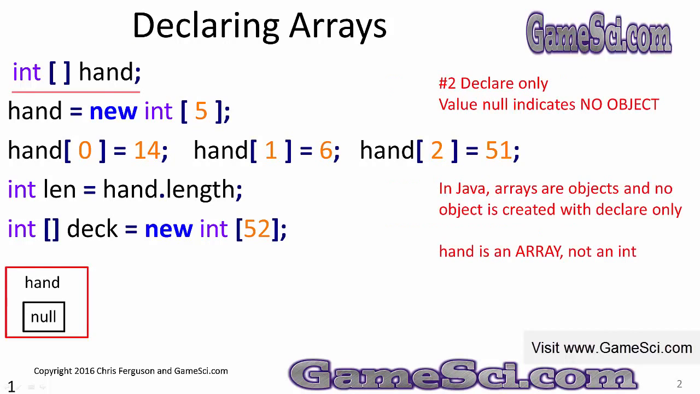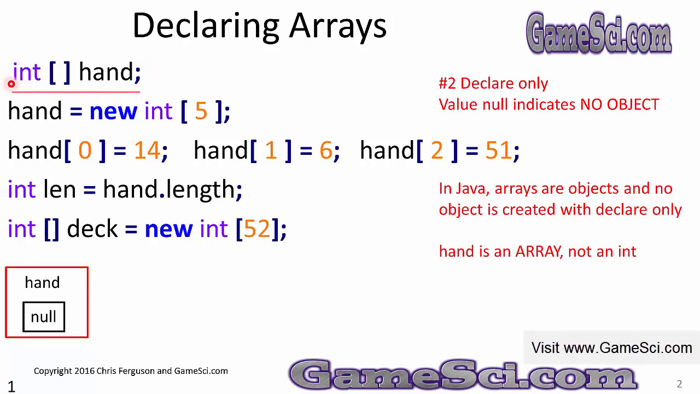I've got a hint for you. In Java and C#, arrays are objects. Let that sink in. In Java and C#, arrays are objects. Now that's not true for every language. In C and C++, arrays are not objects. But in Java and C#, they are objects. What I'm going to do here is declare an object variable called int array hand. Remember, when you see these square brackets back to back, think array. I read this as int array hand.